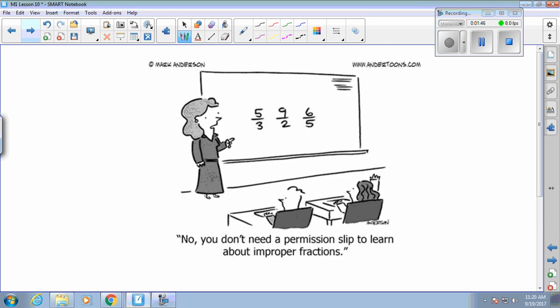So it says the following fractions: 5/3, 9/2, 6/5. And the teacher says, no, you don't need a permission slip to learn about improper fractions. A lot of people don't get it. Does anyone know if something's improper, should we do it? No, right? So these kids are questioning, should they be learning about something that's not proper, not appropriate in a way. Okay, haha. Okay, moving on.